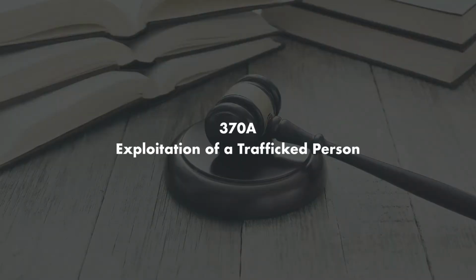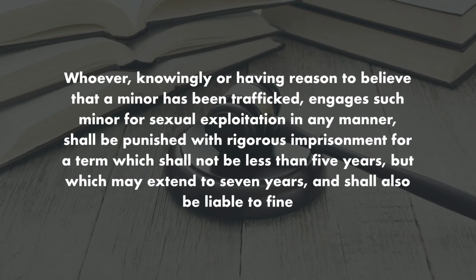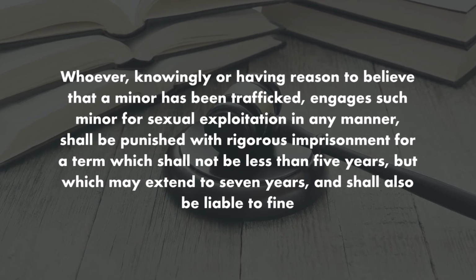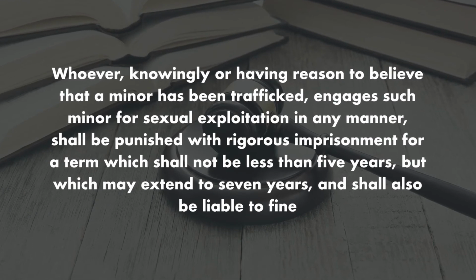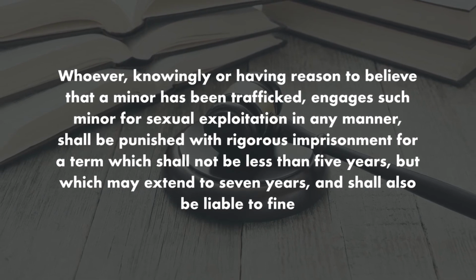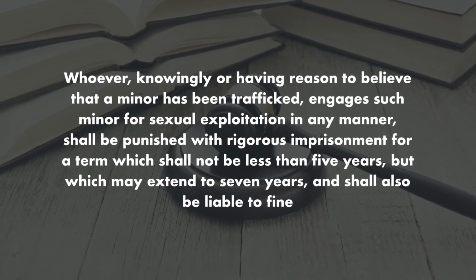378 talks about exploitation of a trafficked person. Whoever knowingly or having reason to believe that a minor has been trafficked engages such minor for sexual exploitation in any manner shall be punished with rigorous imprisonment for a term which shall not be less than 5 years, but which may extend to 7 years, and shall also be liable to fine. A very important provision, because you are exploiting a child for sex trade. It can be for pornography or any kind of sexual exploitation, in a massage parlor, as domestic help, etc.